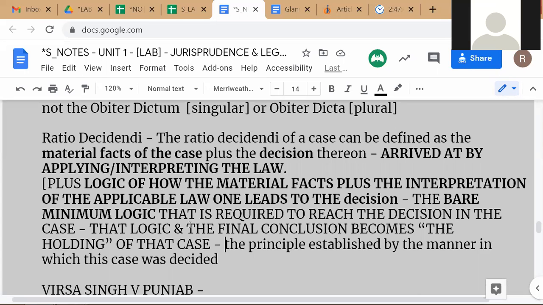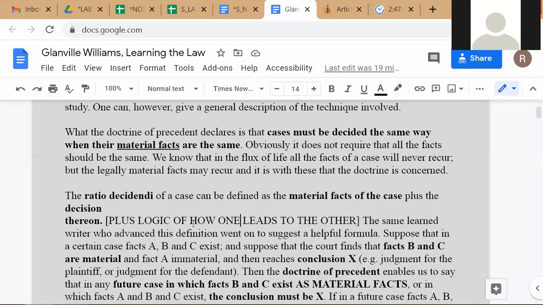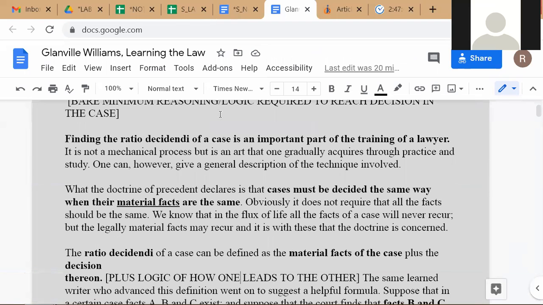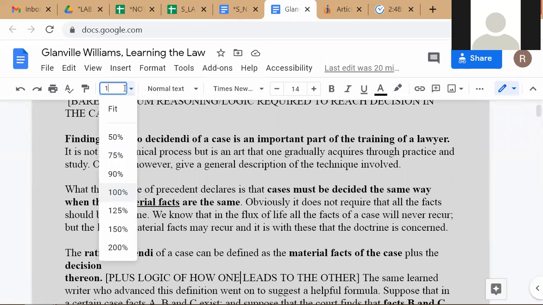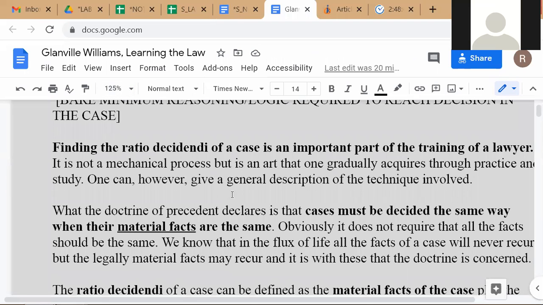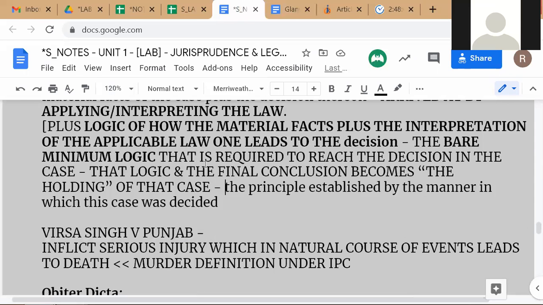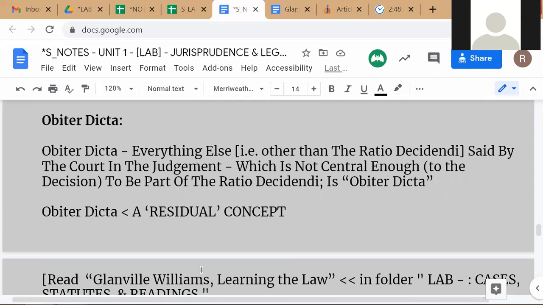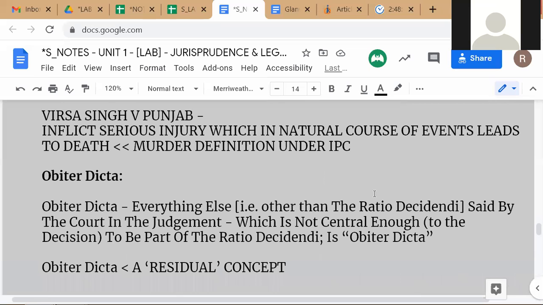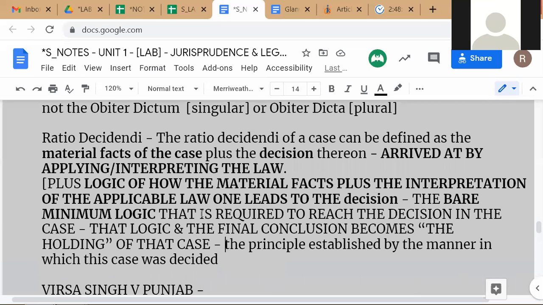What is the ratio decidendi of a case? You will see that Glanville Williams has also referred to this matter, that finding the ratio decidendi of a case is an important part of the training, and he has mentioned later that this is actually an art, not a science. It will take some time to understand. Obiter dicta is basically everything else that the court is saying which is not connected to the ratio decidendi. Remember, this is also a very important aspect: the ratio is the bare minimum logic required to reach the decision in the case.